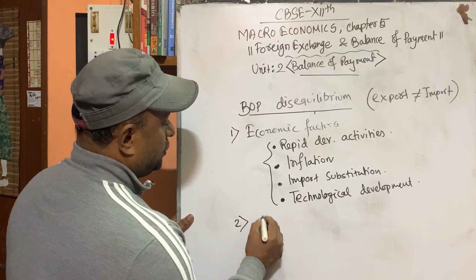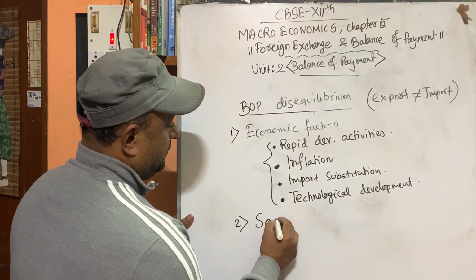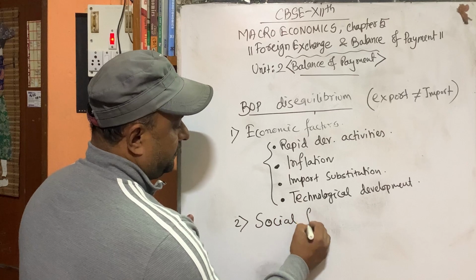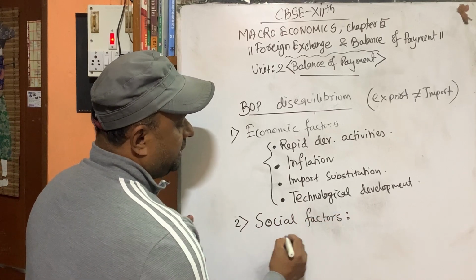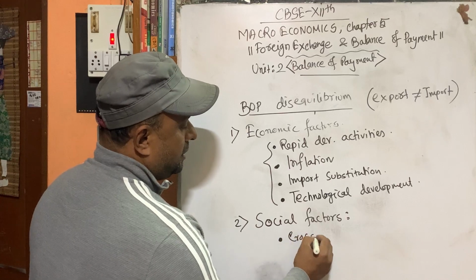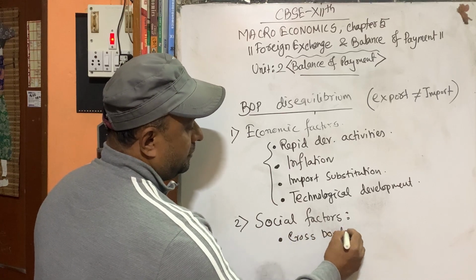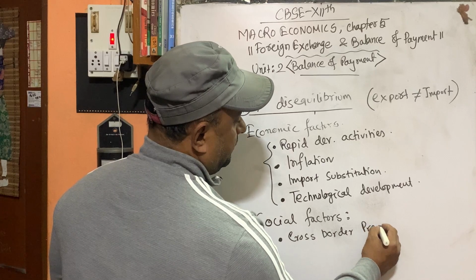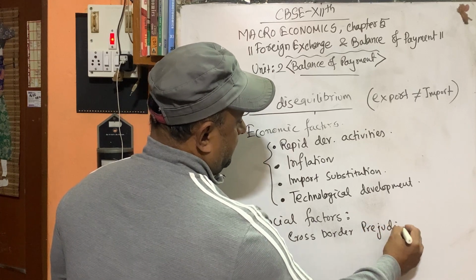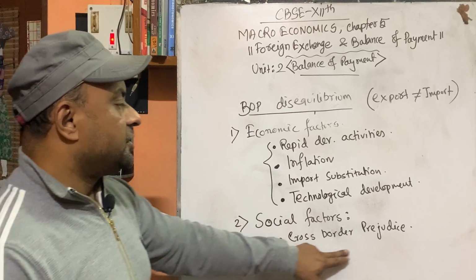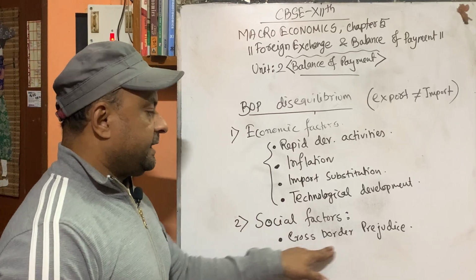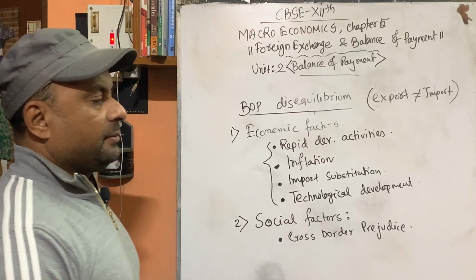Second one is social factors. First one is cross border prejudice. Okay, cross border prejudice means unfair competition between neighboring countries. That time also there occurs disequilibrium in BOP.